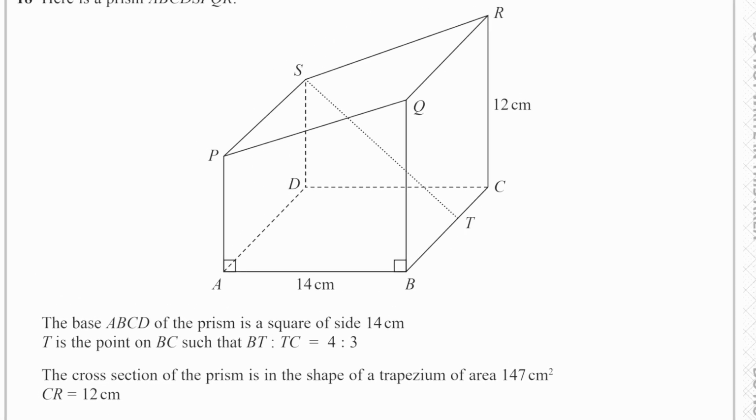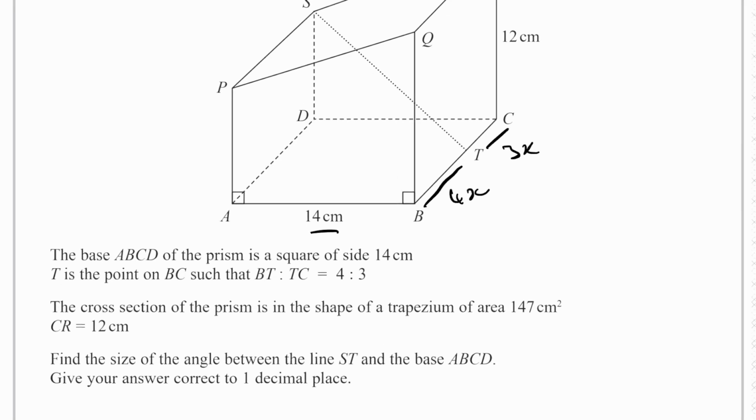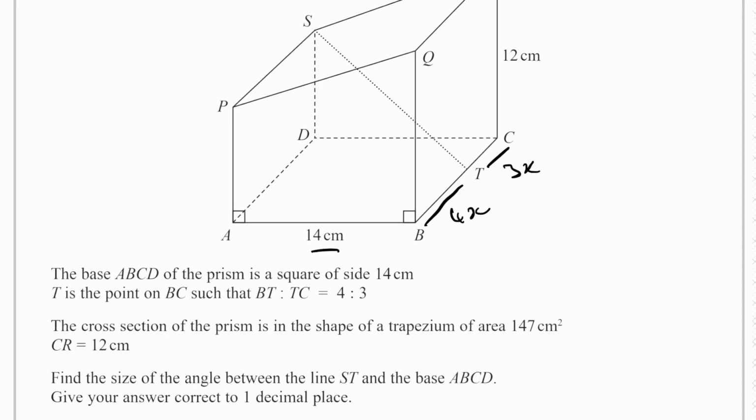So the base is a square with side 40 centimeters, so what they drew on there, and T is a point on BC such that BT to TC is 4 to 3. So if this whole length was, well, if this is 4x, then this would be 3x. Basically, that's what they're saying. The cross-section of the prism is in the shape of a trapezium of area 147 centimeters squared. So that is the cross-section.